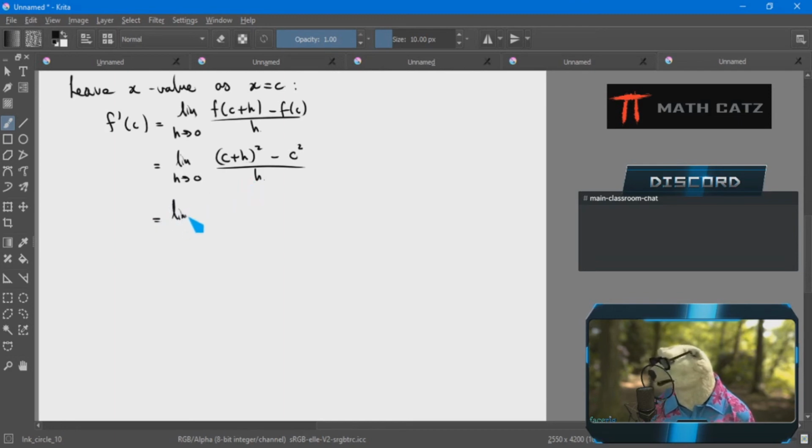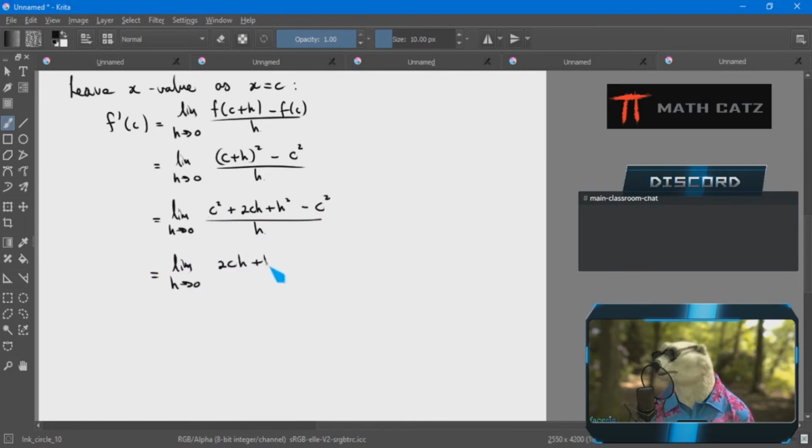I need to simplify this. c squared plus 2ch plus h squared, and c squared is still there, all over h. Now I see the 2c squareds cancel, and I'm going to have 2ch plus h squared over h. Now, okay, that's maybe as far as I want to simplify.